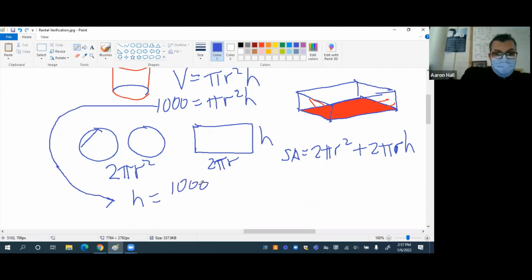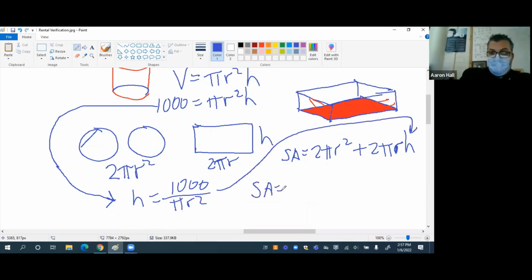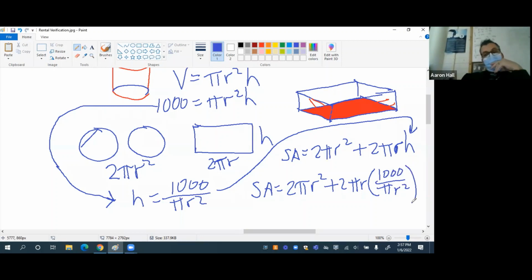So in this case, h equals 1,000 divided by pi r squared. And I'm going to substitute that right into here. So I have the surface area equals 2 times pi r squared plus 2 pi r times 1,000 over pi r squared. Are you okay with that?